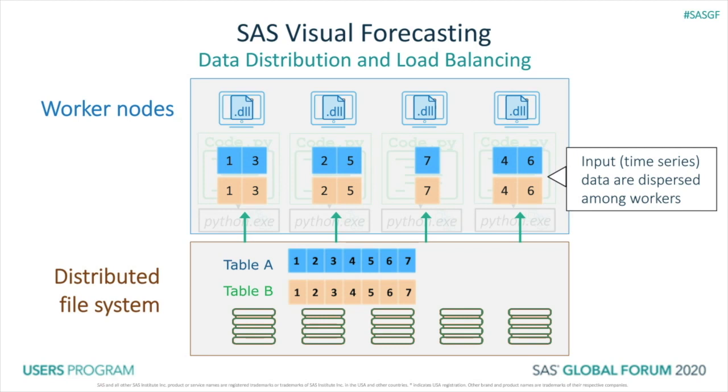Presumably, these are modern nodes with at least 4 CPU cores each, so we can actually process all of these time series in parallel at the same time.